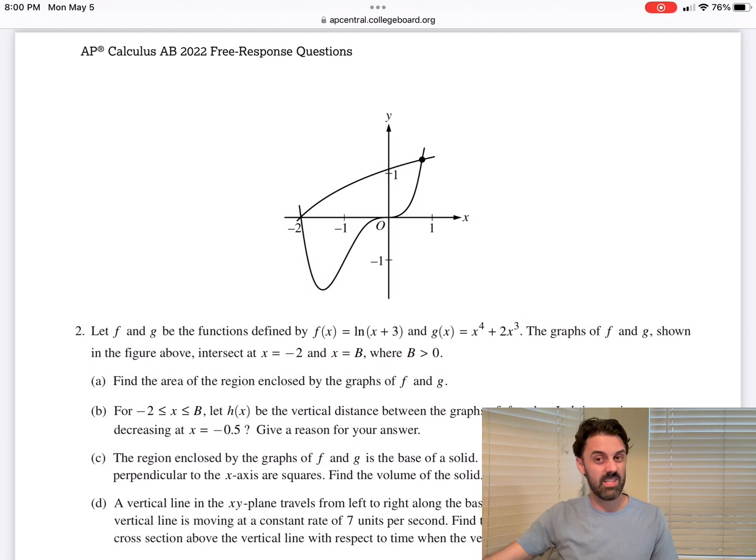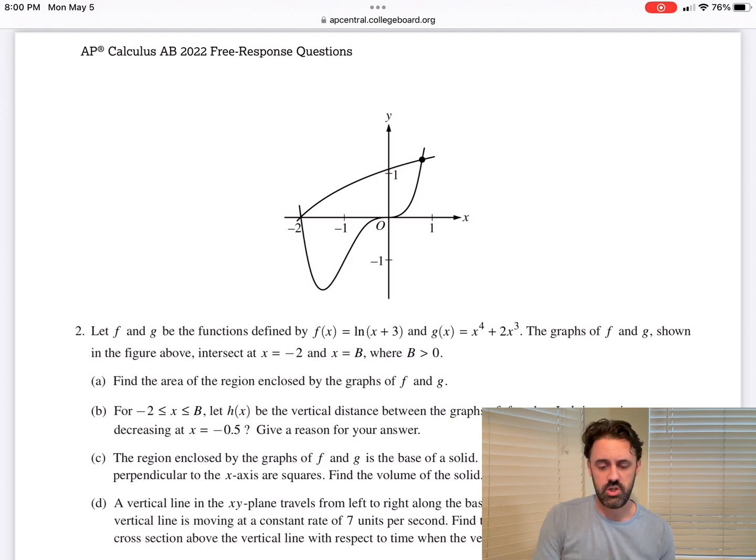Again, you guys are supposed to try this before you watch this video, so make sure you've tried this FRQ. But we've got two functions here, f of x and g of x, and I can tell based on the graphs that the log function is on top, log functions are curved like that, and the x to the fourth is the bottom, okay? But if we weren't sure, again, absolute value whenever we need to, okay?